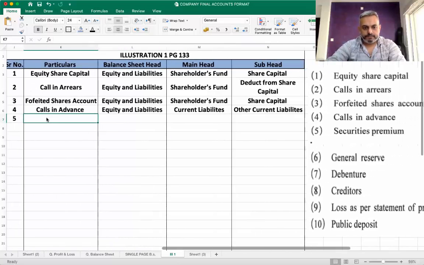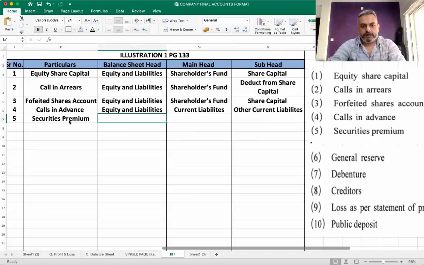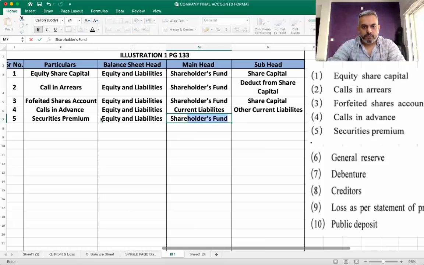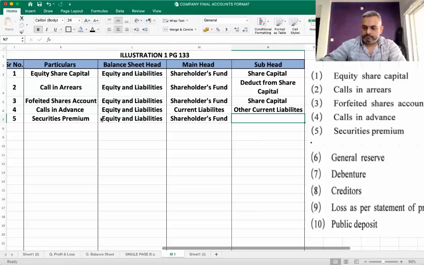Securities premium. Securities premium, again, equity and liability. Again, shareholders fund, reserves and surplus.